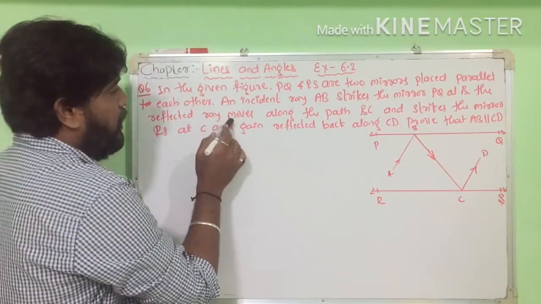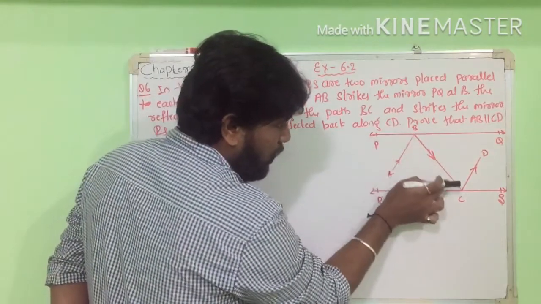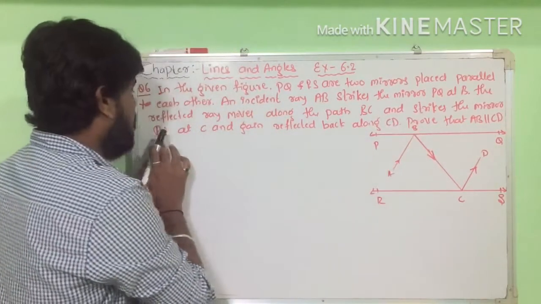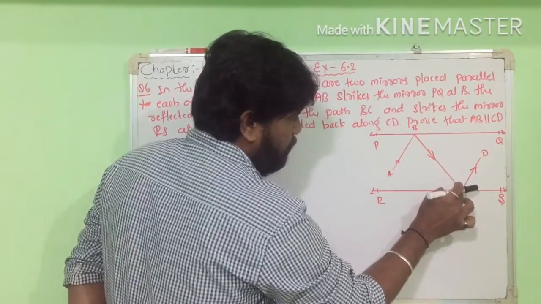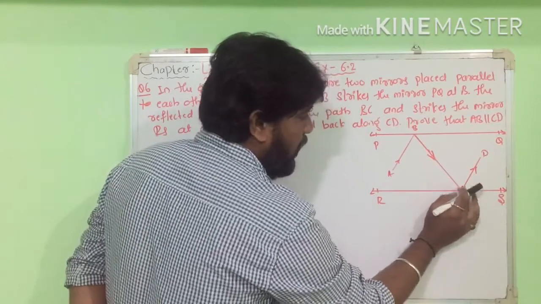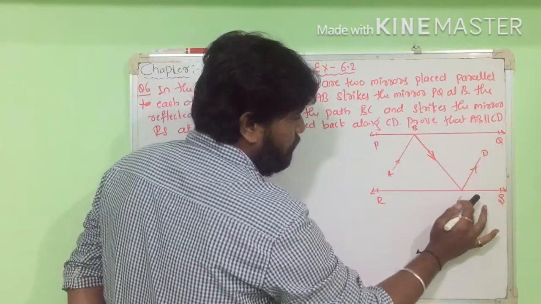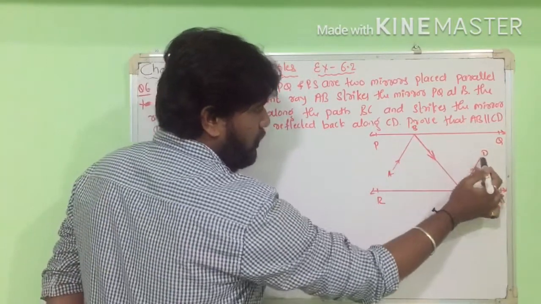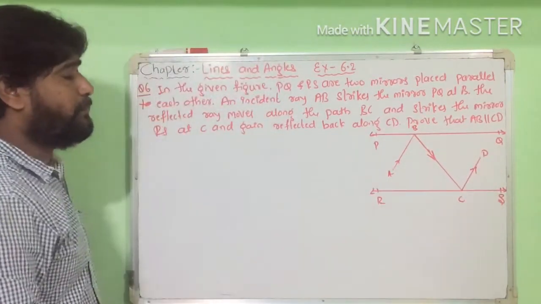The reflected ray moves along the path BC, right? And strikes the mirror RS at C, and it is reflected back along CD, right? Then prove that AB is parallel to CD. We want to prove here that AB is parallel to CD, right?